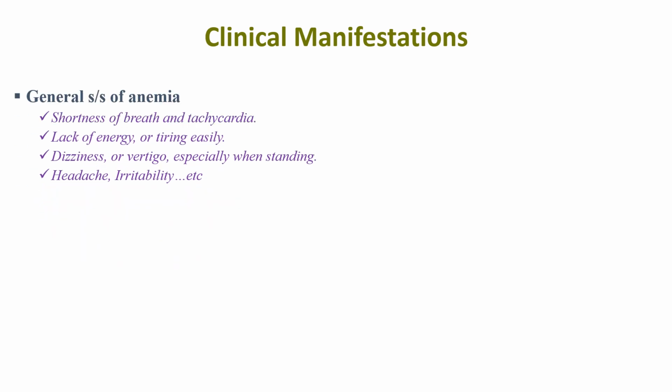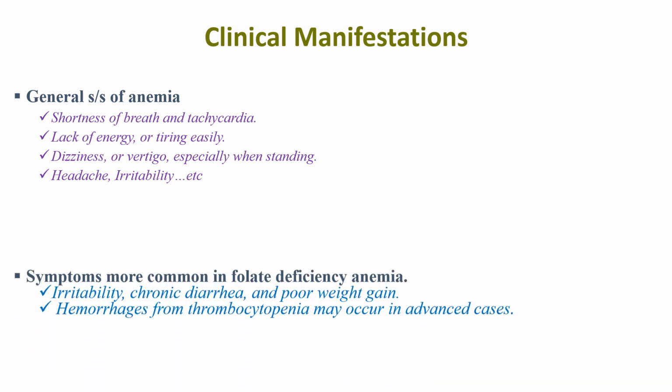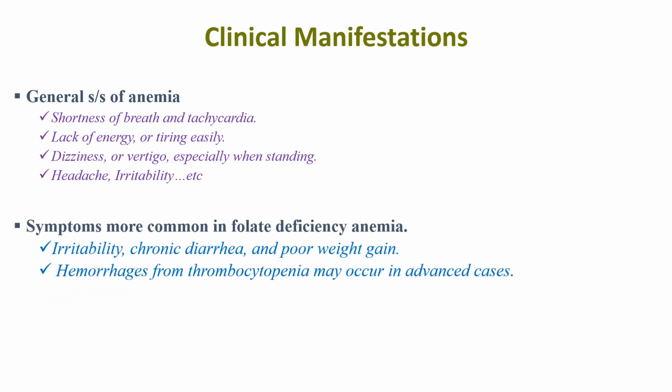Clinical manifestation is a feature of anemia. General signs and symptoms of anemia such as shortness of breath and tachycardia, lack of energy, dizziness, vertigo, especially when standing, headache, and irritability. Symptoms more common in folate deficiency anemia as compared to other causes of anemia include irritability, chronic diarrhea, poor weight gain; hemorrhage from thrombocytopenia may also occur in advanced cases.